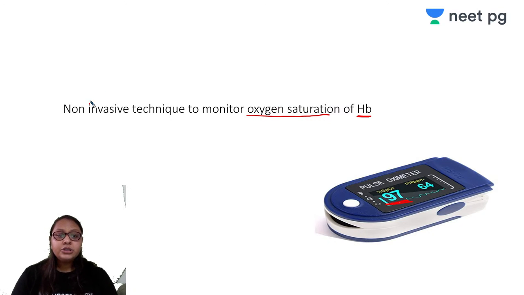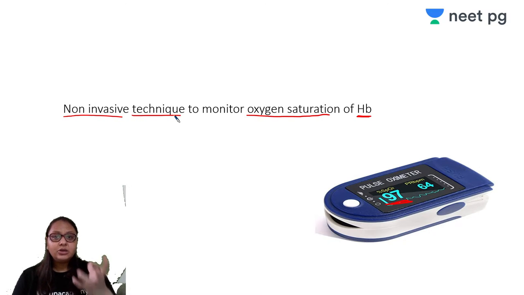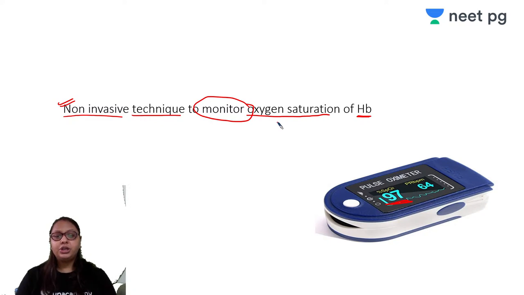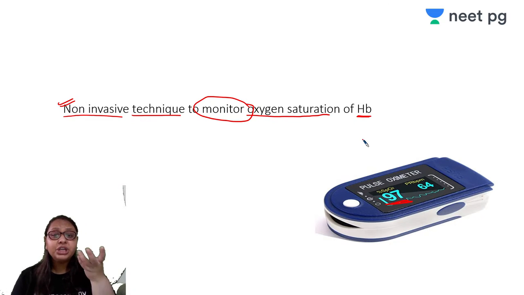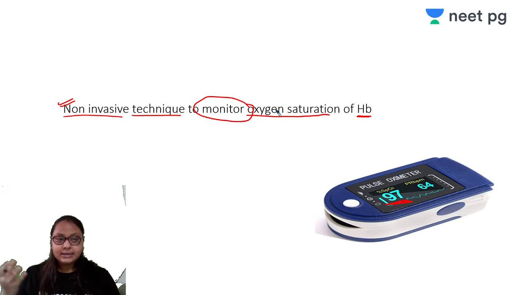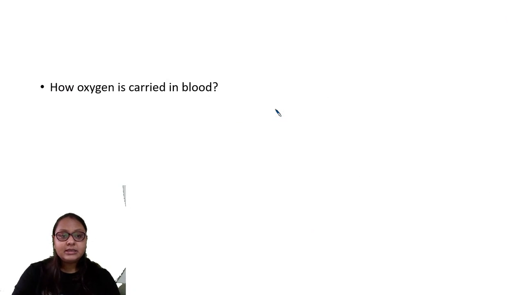Good morning. So it is a non-invasive technique. First of all, the pulse oximeter is a non-invasive technique to monitor the oxygen saturation of hemoglobin. How much hemoglobin is saturated with oxygen? That is what the pulse oximeter tells us. So this is very important.